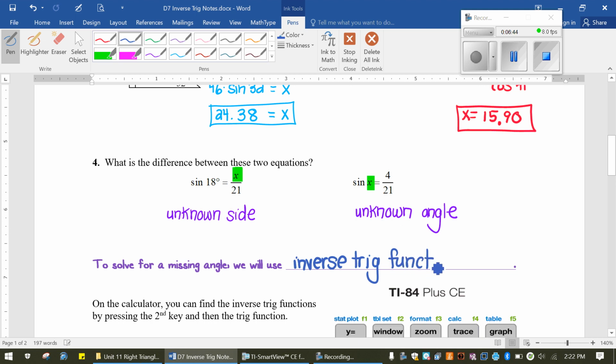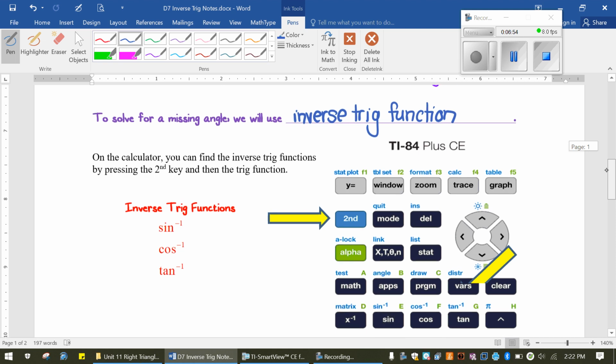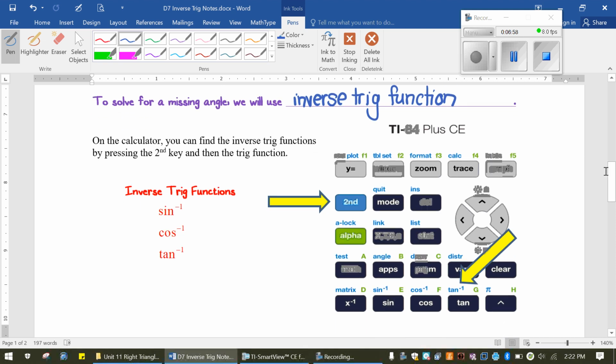So instead of just using sine, cosine, and tangent, we're going to use inverse sine, inverse cosine, and inverse tangent. So where will we find that? Here's an example, a little screenshot of a graphing calculator. If you want to use an inverse trig function, you will see that written above your sine, your cosine, and your tangent keys. If you are using a graphing calculator, you will need to hit that second key first, then hit the sine in order to access the inverse. If you are using a scientific calculator, I think you hit the shift key first and then hit your sine, cosine, or tangent to access those inverse keys. Inverse trig functions are what we use when we are looking for a missing angle.